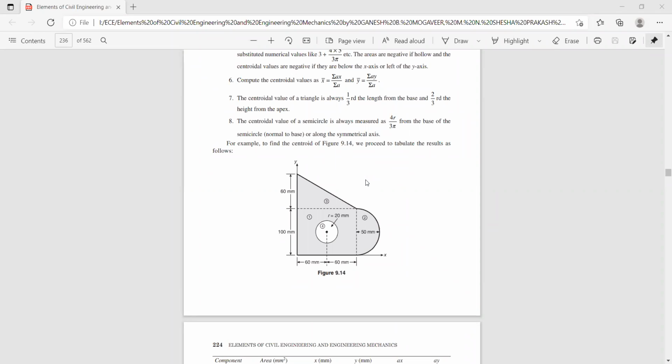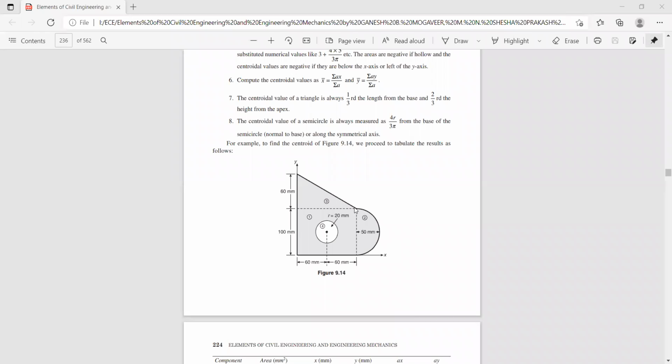So we know the basic equation. x bar is a1 x1 plus a2 x2 plus a3 x3 minus a4 x4 divided by a1 plus a2 plus a3 minus a4, because we need to take out this circle from the entire figure and we need to find the x bar and y bar.